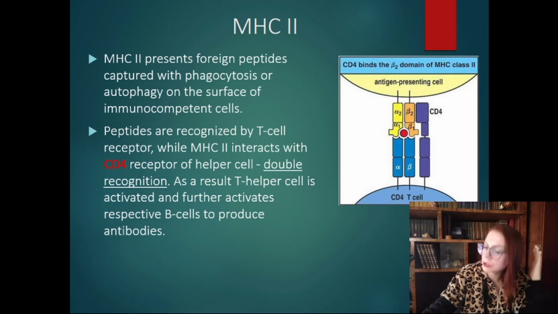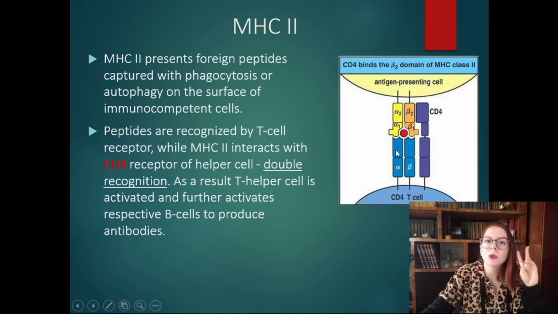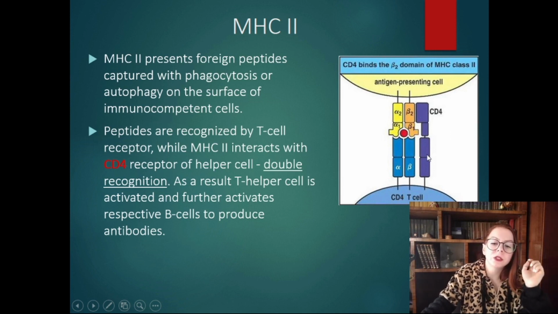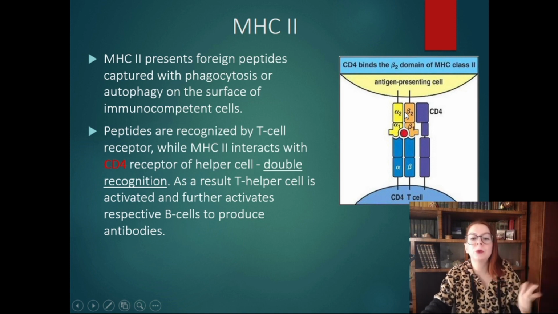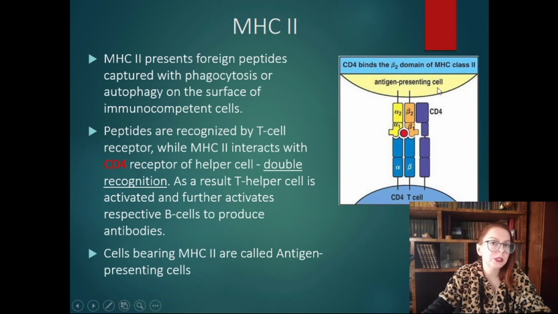So in this process, it is very important that a CD4 T helper cell can be activated only in case of double recognition, in case its T cell receptor recognizes the proper antigen and its CD4 at the same time recognizes MHC type 2. So you have to know and explain what the double recognition event is. Then, cells bearing it are called antigen-presenting cells. So only antigen-presenting cells can activate CD4 helpers.